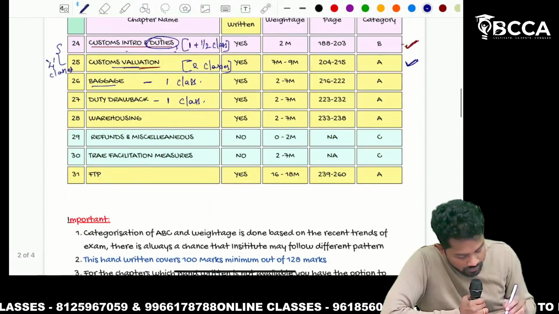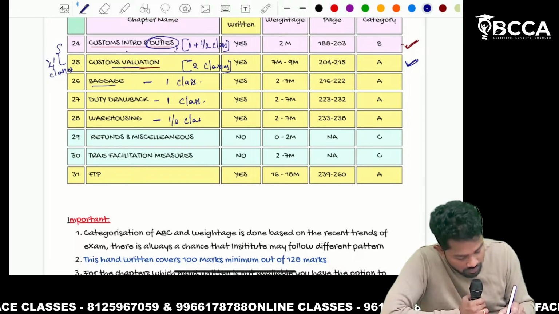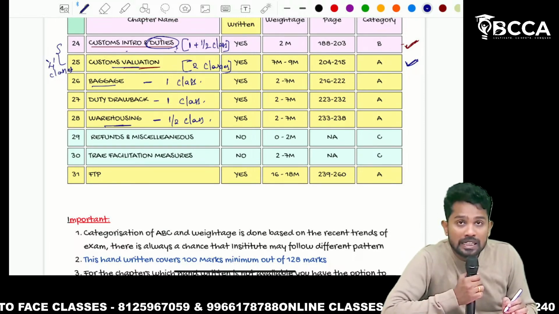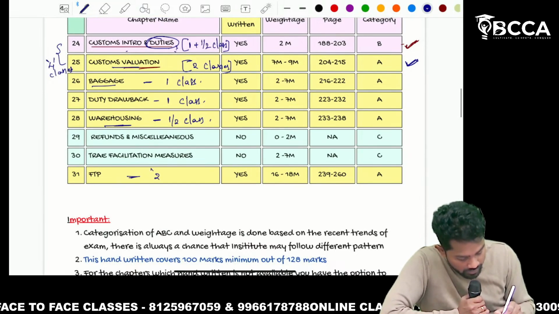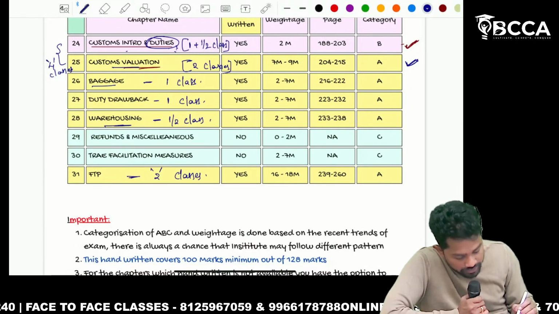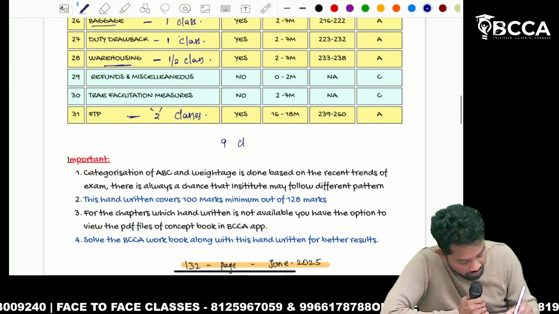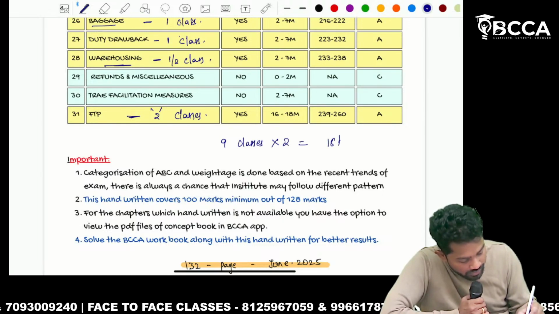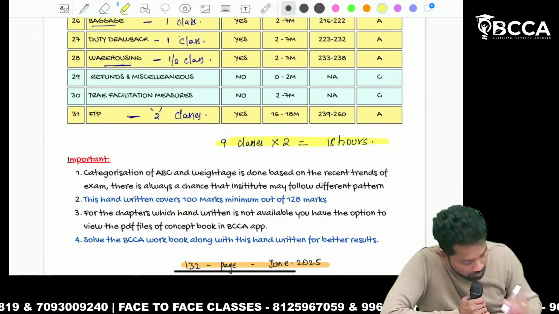So here we have 6 classes. Then warehousing, another half class. If any duty drawback part is pending, we will cover it in that warehousing class. And for FTP, another 2 classes. So for customs and FTP together, it comes to 9 classes. 9 into 2, around 18 hours is allocated for the customs and FTP part.